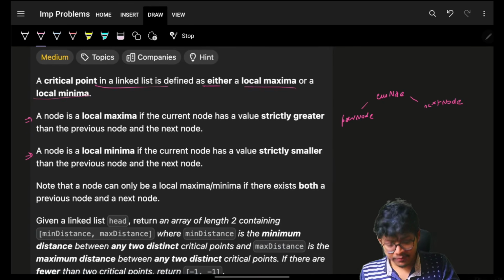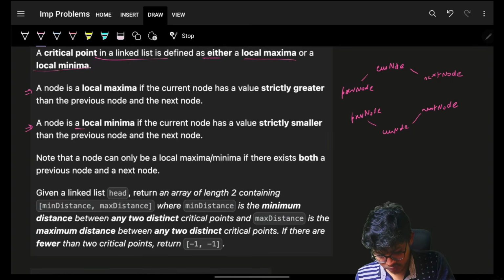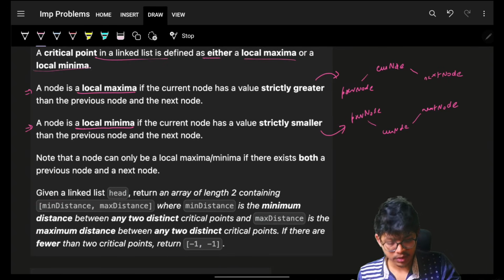Now, the same way vice versa is for local minima, that the current node value is lesser than the previous node value and lesser than the next node value. This is my local minima. So remember, these two things in turn give these two conditions.